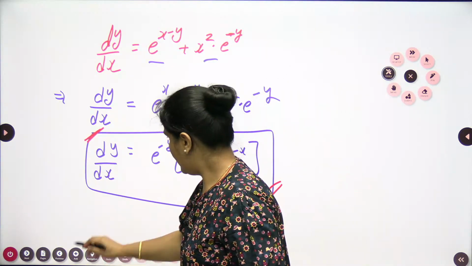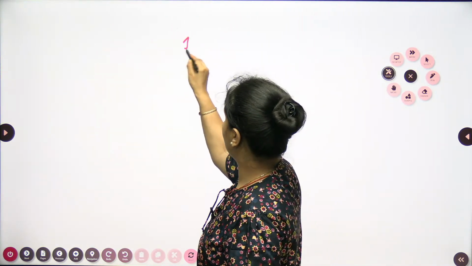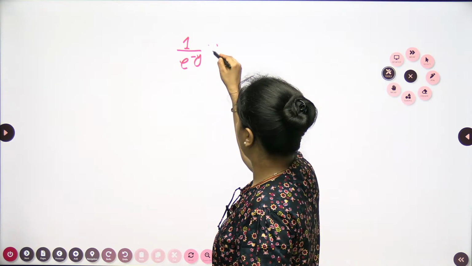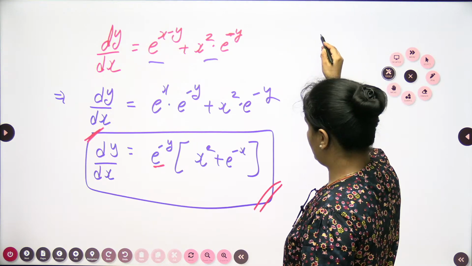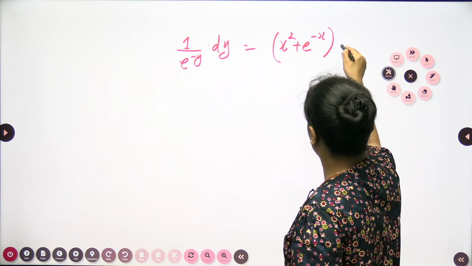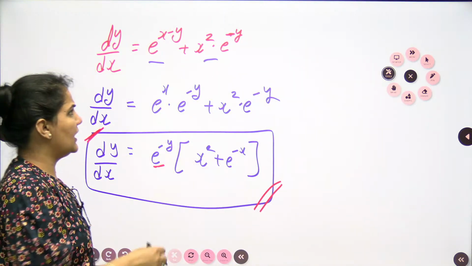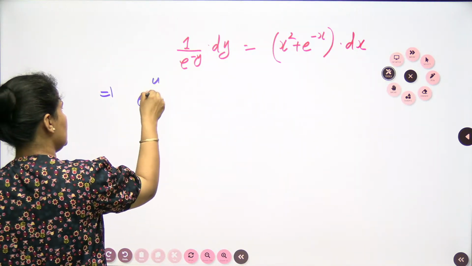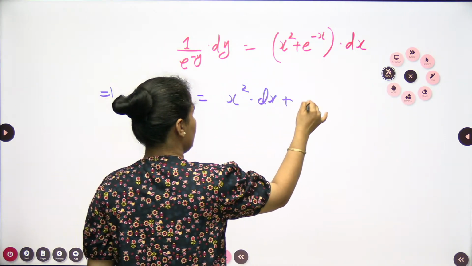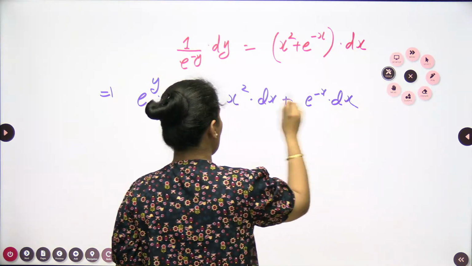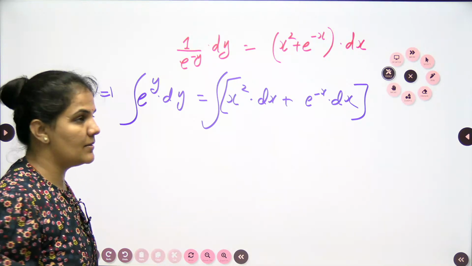So we are having e power minus y, so it will be 1 by e power minus y dy equals x square plus e to the power x dx. Since e power minus y is in the denominator, we can write this as e power y dy equals x square dx plus e power x dx. Now integrating both the sides, I am using the variable separation method.